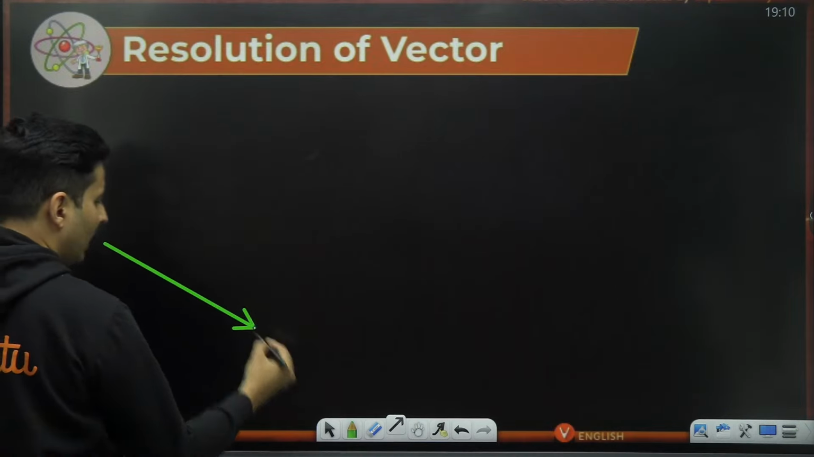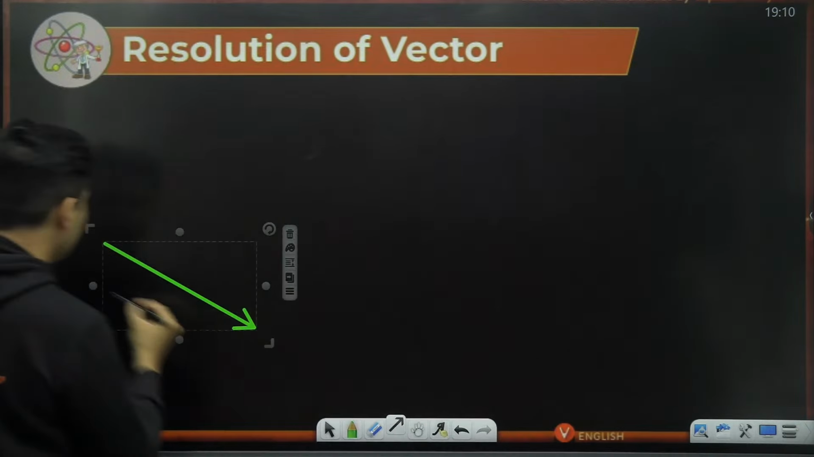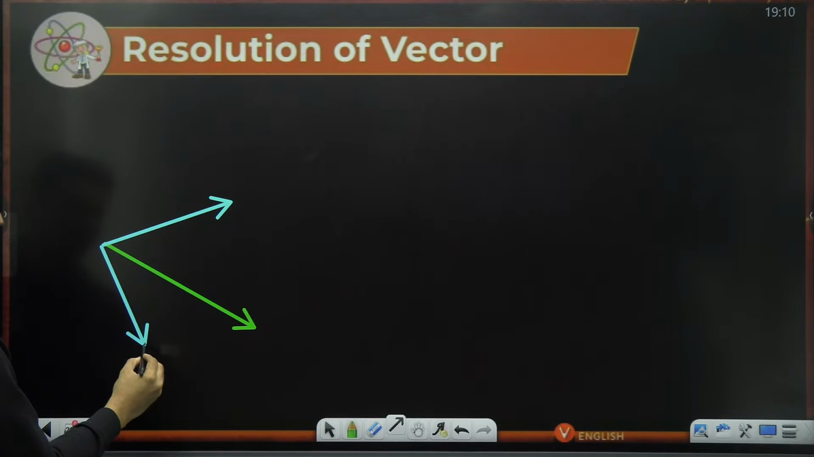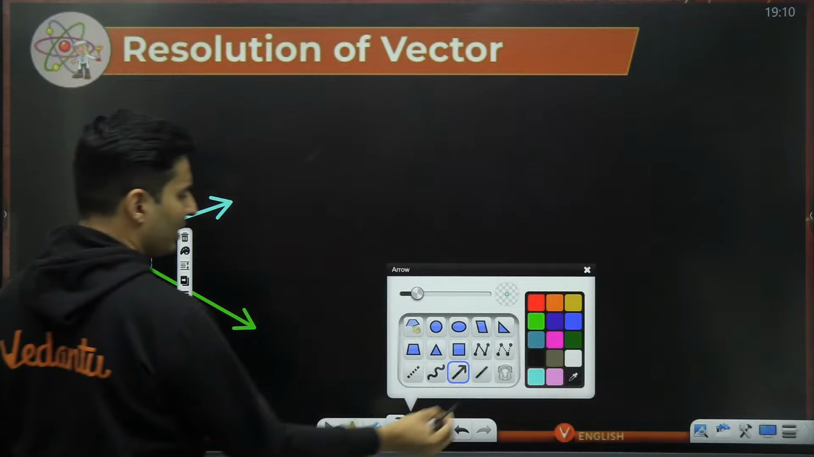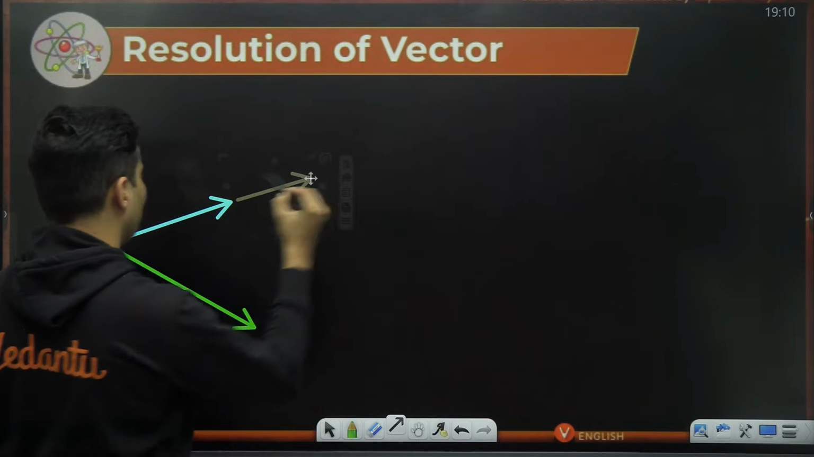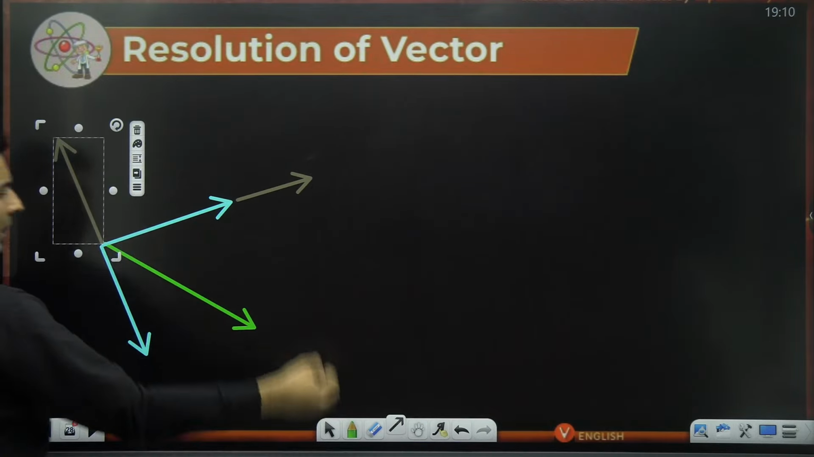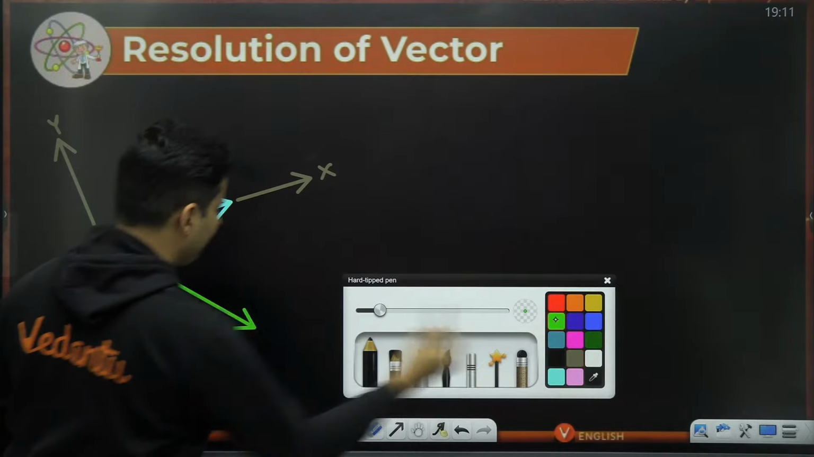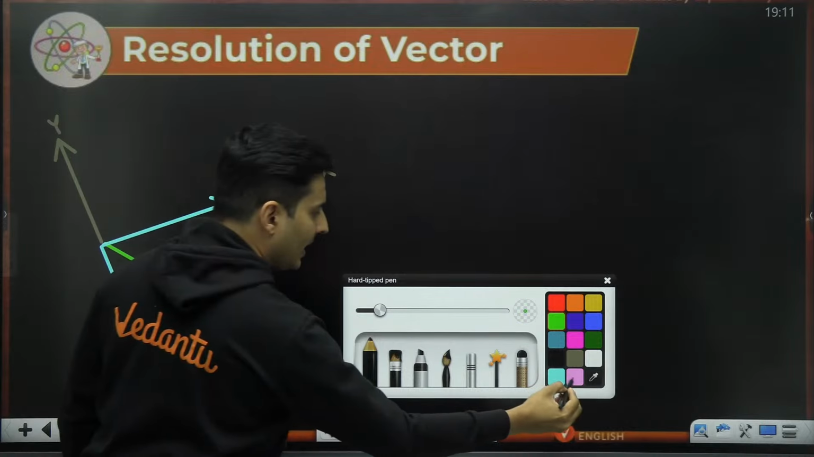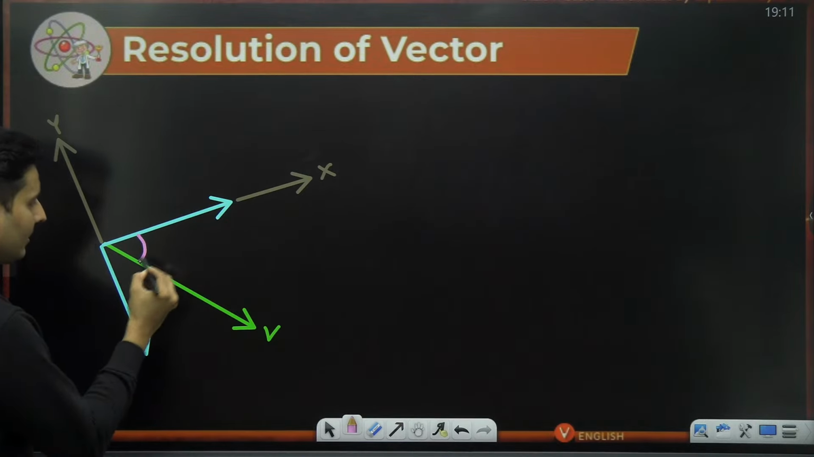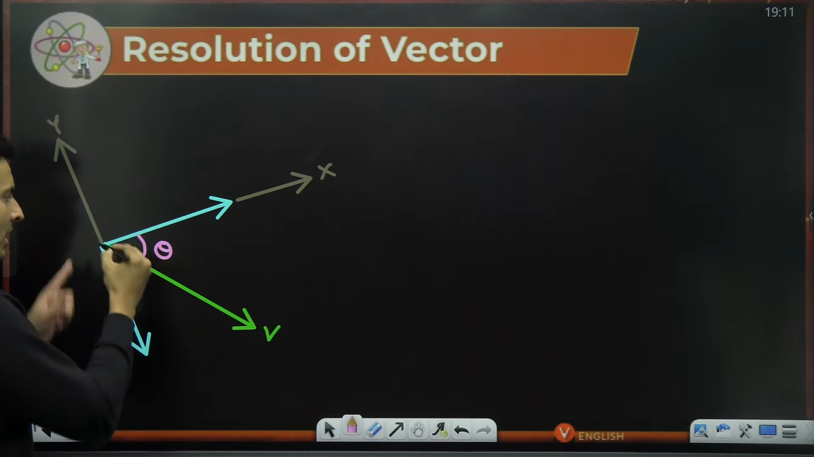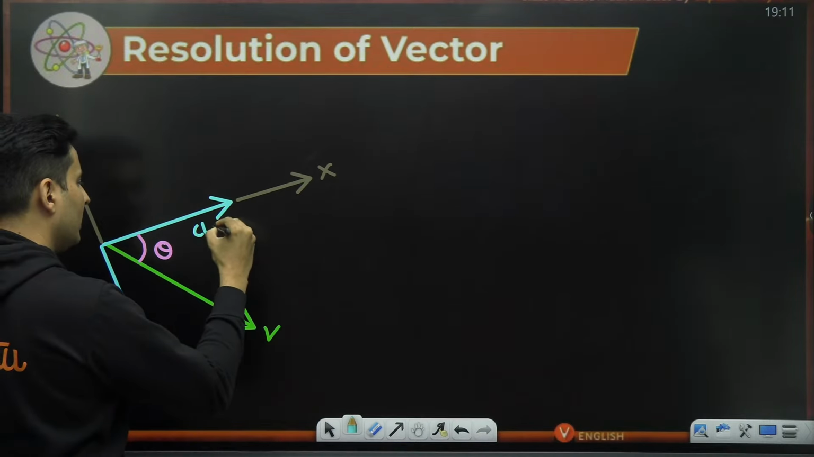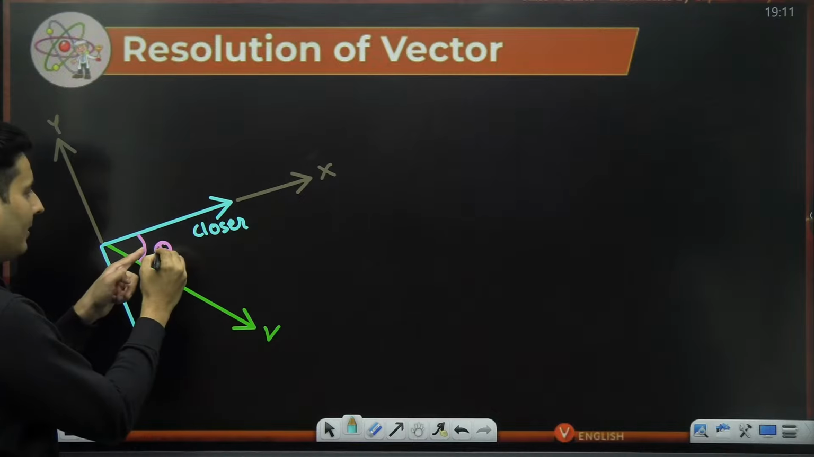You take any vector, and let's say these are the two components. One component is over here, and the other component is over here. Doesn't matter how the vector is, which axis you are taking. Just imagine this is your x-axis, this is your y-axis, and this is my vector itself. Let's say you choose this angle, and I call this theta. This component is closer to the angle.